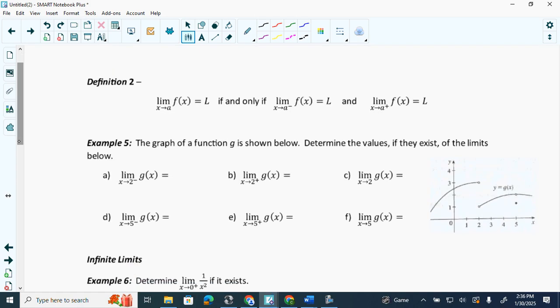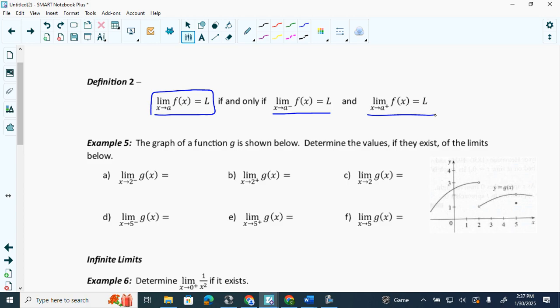All right. Definition 2. This is what I literally just said. The limit as x approaches a of f of x equals L, so a single limit equals L, if and only if from the left it equals L and from the right it equals L. So it's just what I just said, right? The limit can only exist if from the left and the right it equals the same thing. If from the left it equals L and from the right it equals M, then the limit wouldn't exist at its value.